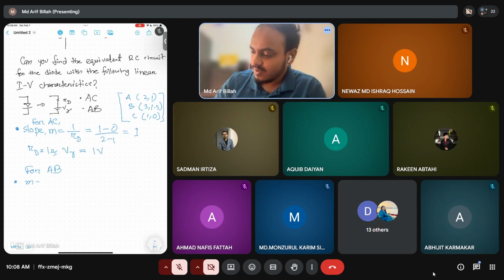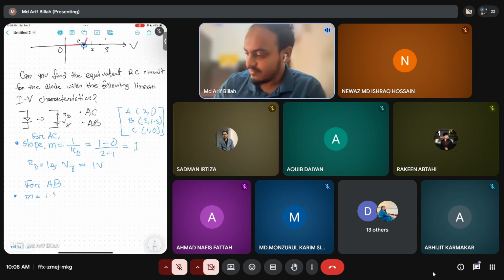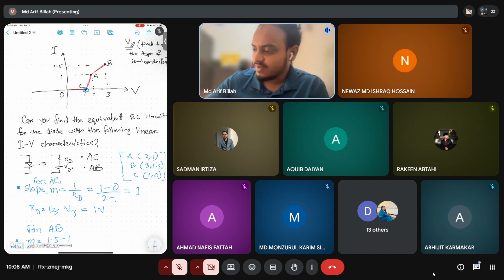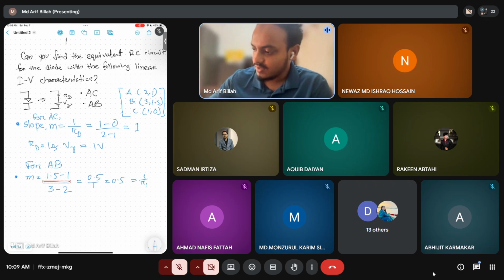what's my slope? M equals, B হচ্ছে 3. So 1.5 minus 1, y values. হ্যাঁ, y values subtract করবো. First y1 minus y2, x1 minus x2. So the value of x at point B is 3 minus the value of x at point A is 2. That is 0.5 over 1. যেটা আর কি 0.5. So এটা equals 1 over RD, right?